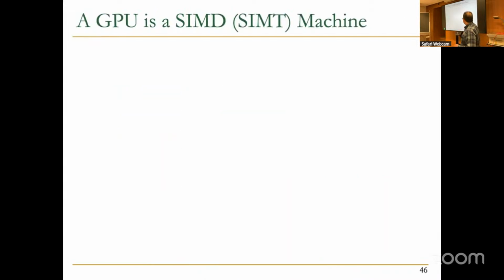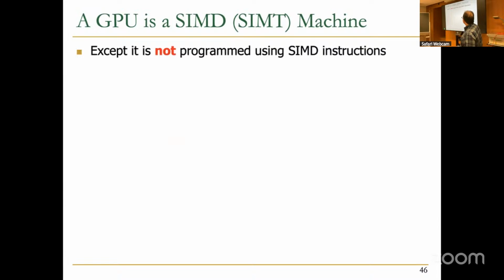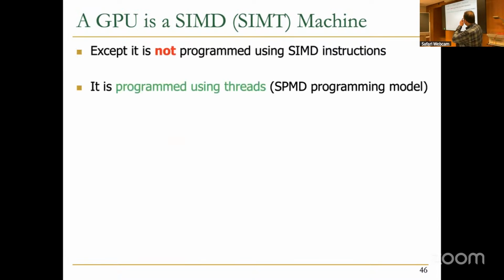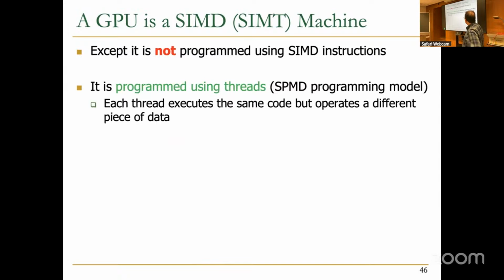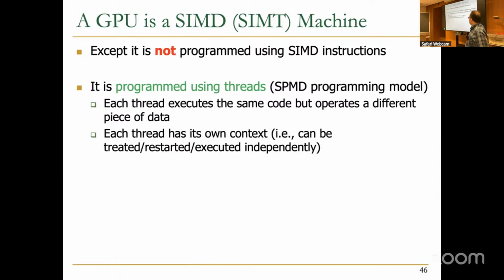Okay, so a GPU is a SIMD or SIMT machine, except it's not programmed using SIMD instructions. It's programmed using threads, an SPMD programming model, and each thread executes the same code but operates on a different piece of data. Each thread has its own context, and can be treated, restarted, and executed independently. When you write GPU code, you think that you're writing scalar code because you're writing code for a thread. You don't need to worry about the many different threads because all of them are going to be the same.